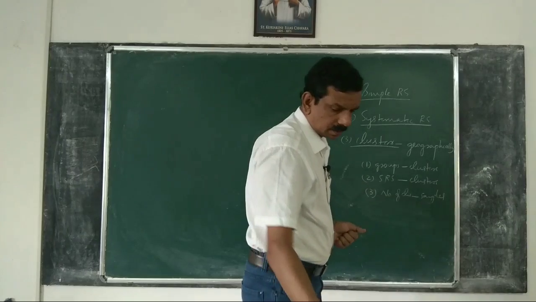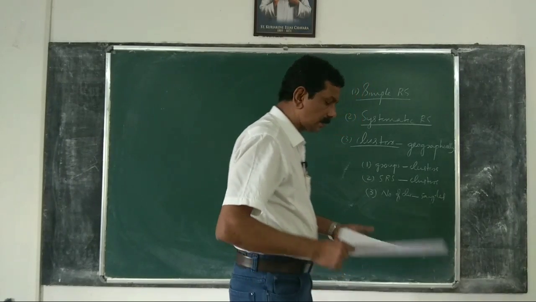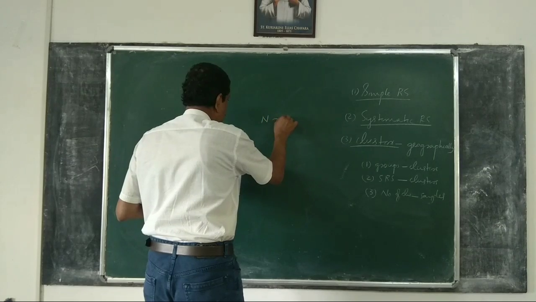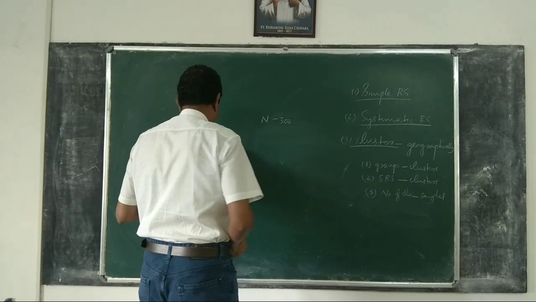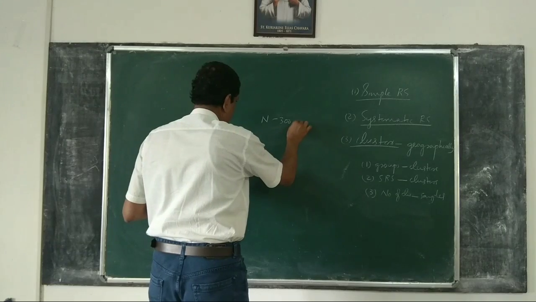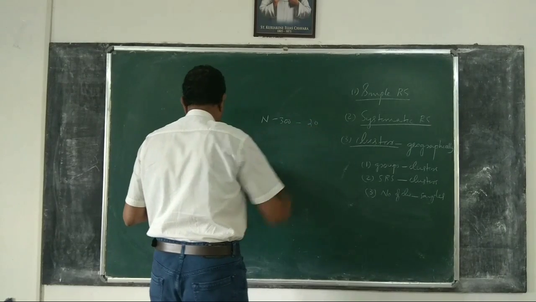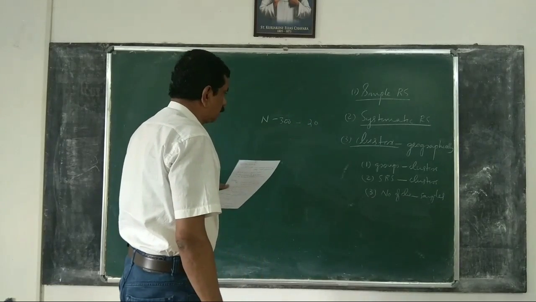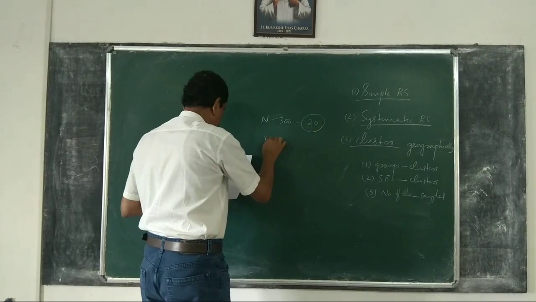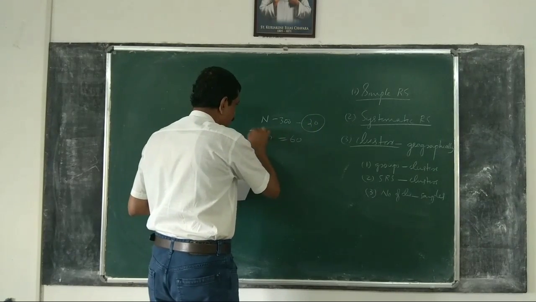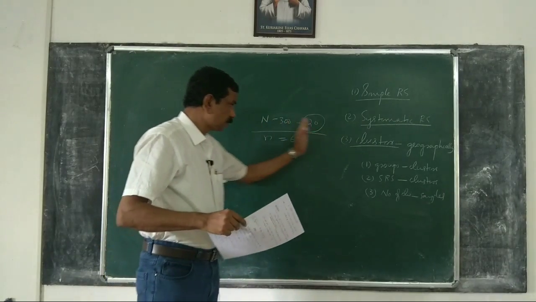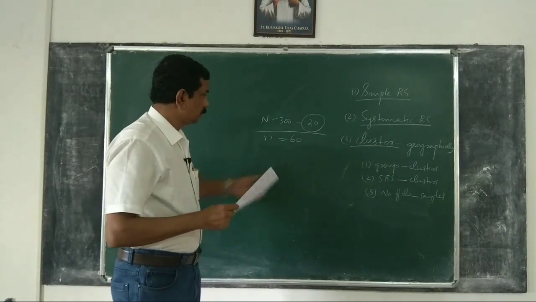Now let me consider an example. Suppose that N is equal to 300. That is the population. Divide this into equal sizes of 20 each, and we want a sample equal to 60. N is the population. Divide it into clusters of 20.